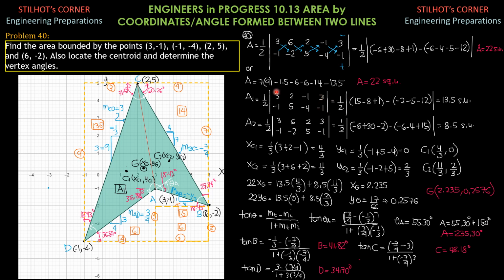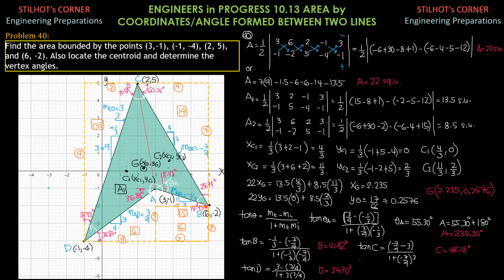So 1/2 of 3 times 5, 15. 2 times negative 4, negative 8. Negative 1 times negative 1, positive 1. Minus quantity, negative 1 times 2, negative 2. 5 times negative 1, negative 5. Negative 4 times 3, negative 12. Negative 17, negative 19, positive 19, 20. 20 minus 8, 12. 12 plus 15, 27. 1/2 of 27, 13.5 square units.